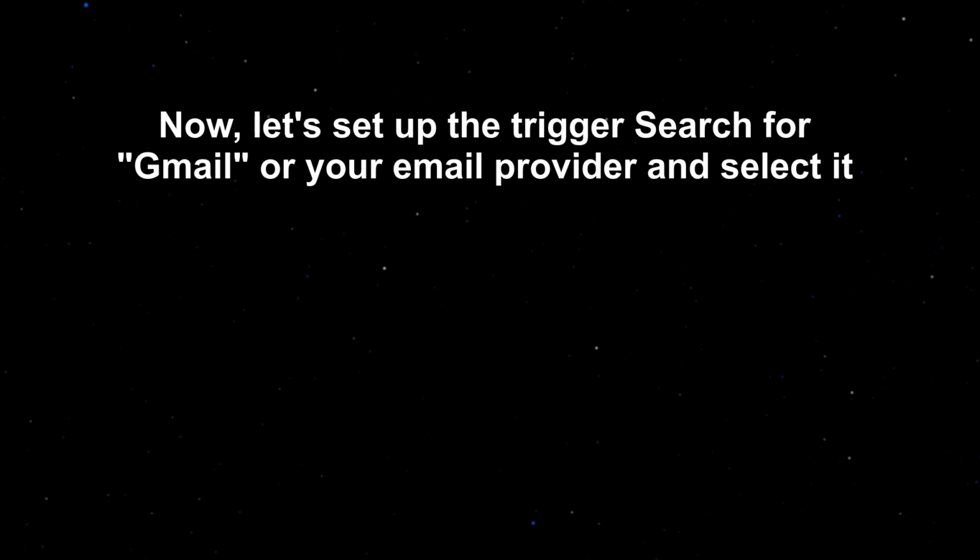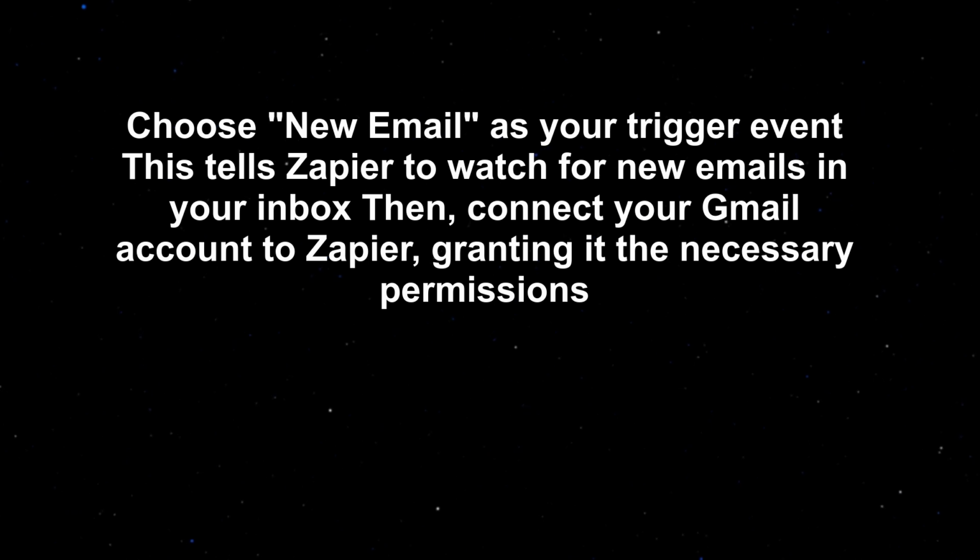First, log into your Zapier account and click on Create Zap to start a new Zap. Now, let's set up the trigger. Search for Gmail or your email provider and select it. Choose New Email as your trigger event. This tells Zapier to watch for new emails in your inbox. Then, connect your Gmail account to Zapier, granting it the necessary permissions.